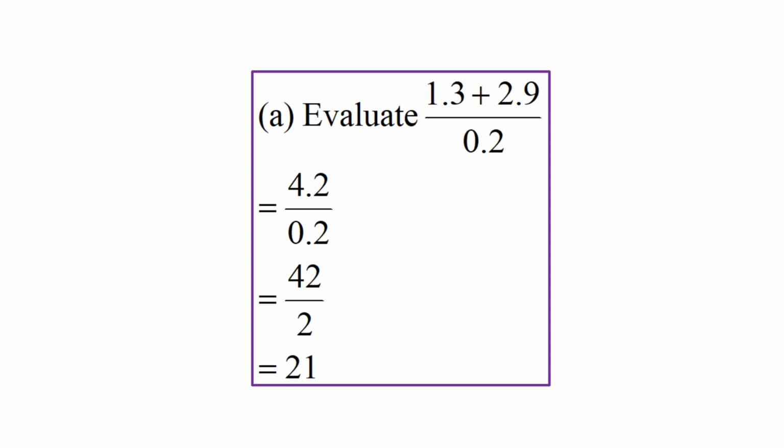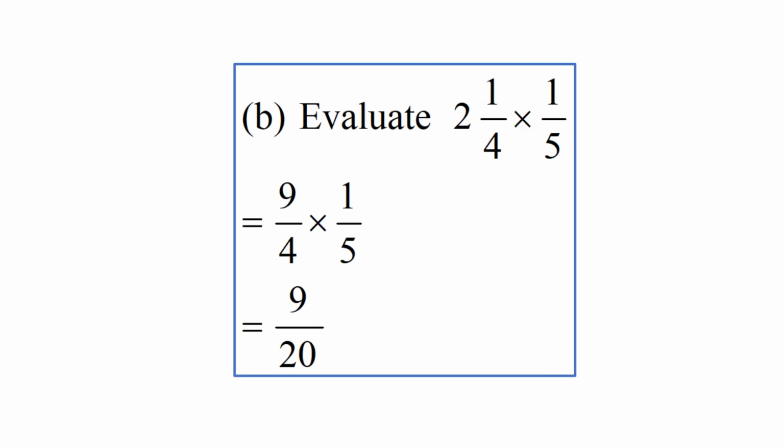To perform this division, let's convert 4.2 and 0.2 into whole numbers. This can be done by multiplying both of them by 10, which gives us 42 divided by 2. Now let's simplify. 42 divided by 2 gives us 21, which is the final answer.